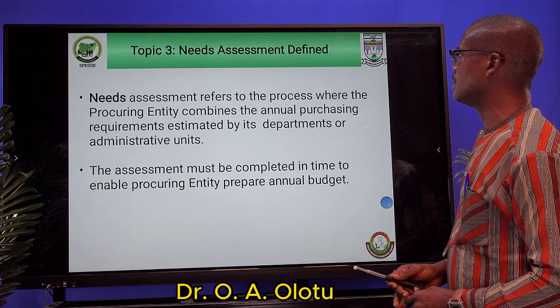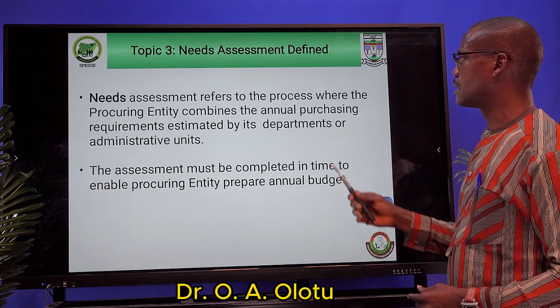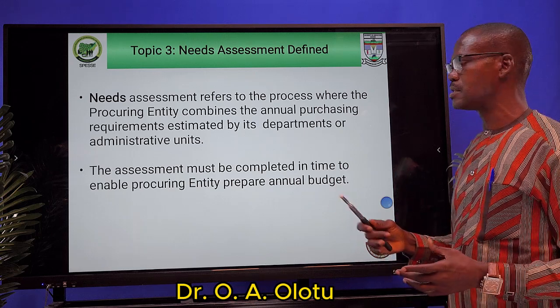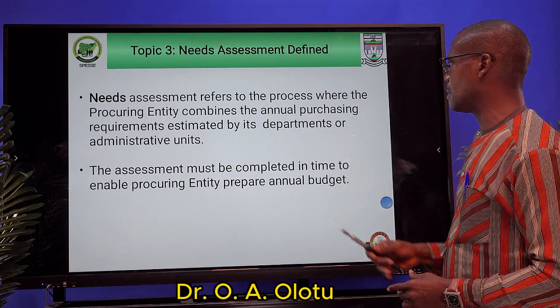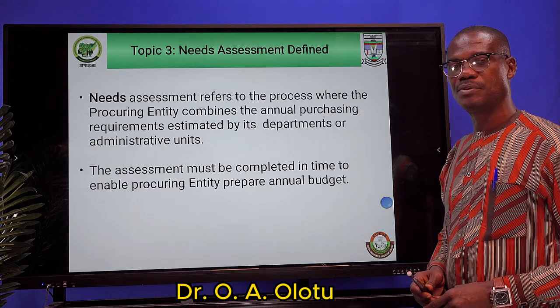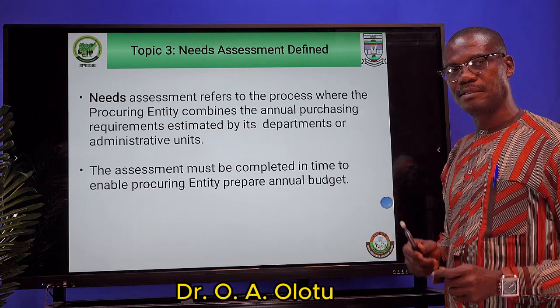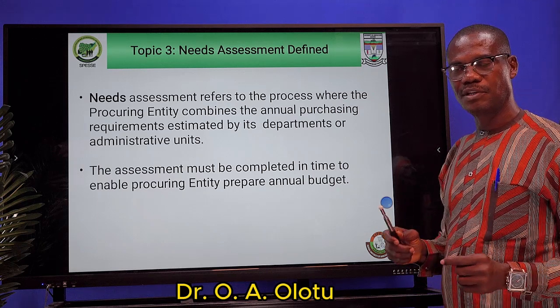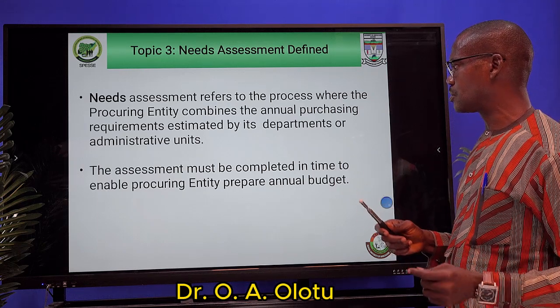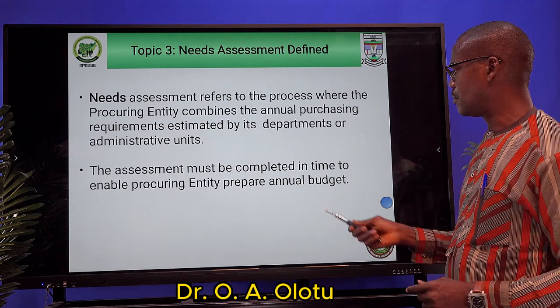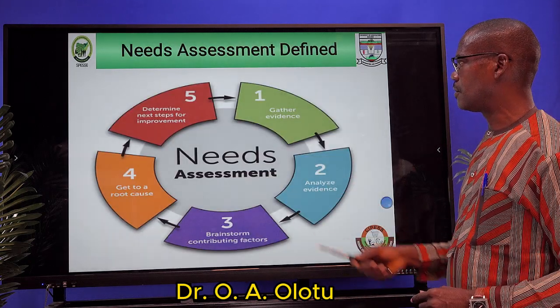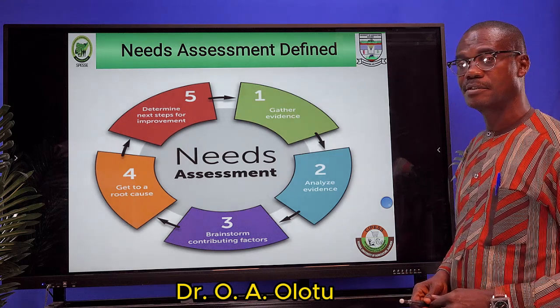And this one will look at needs assessment. Needs assessment refers to the process where the procuring entity combines the annual purchasing requirements estimated by its departments or administrative units. Every department has a need. So there's a need for you to do an assessment of the needs of a department for the organization's management to approve before the procurement process can actually start. There are 5 stages that you have to look at.